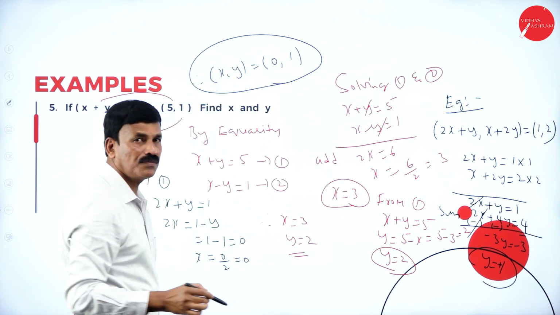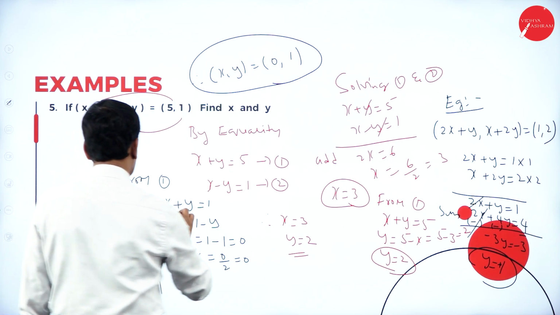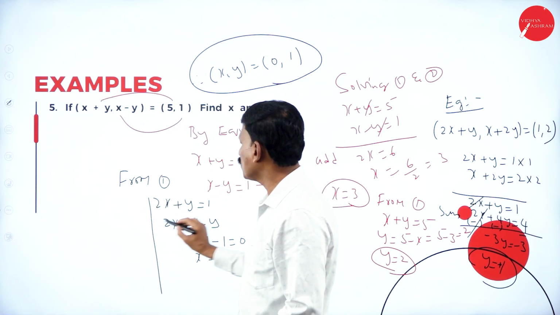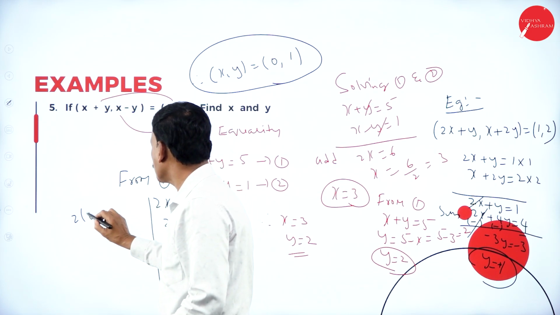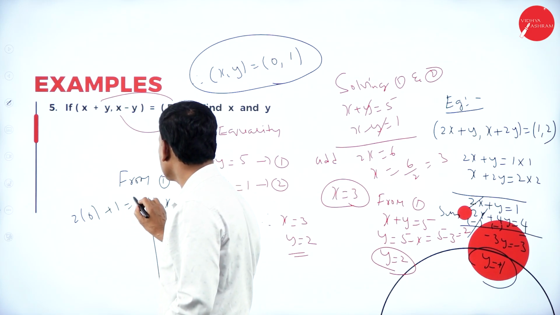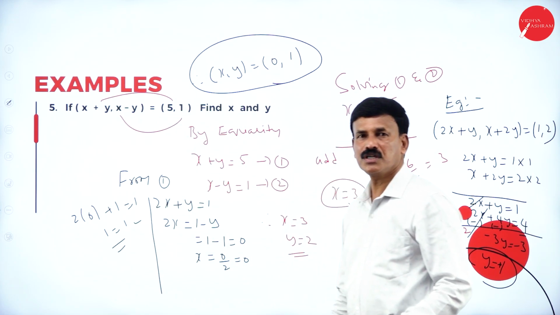If you want to verify, you can verify. Take any one of these equations, take this itself: 2x + y = 1. From this, 2 into x, x is equal to 0, plus y is 1, is equal to 1. So 1 is equal to 1. That's it. This is how we are going to solve.